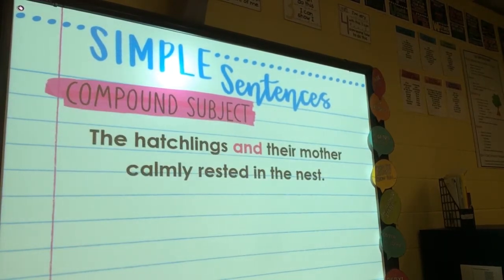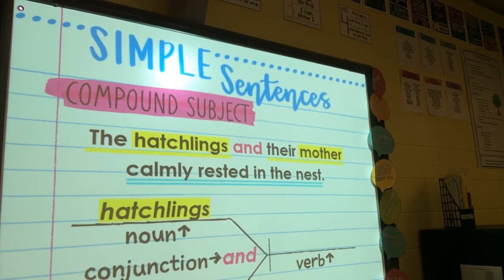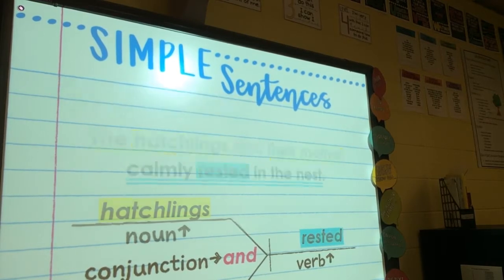The hatchlings. The hatchlings and their mother. So that's two subjects. The hatchlings and their mother. So check me out. I have two subjects. Hatchlings, mother, what did they do? Chirped. Rested on their nest.